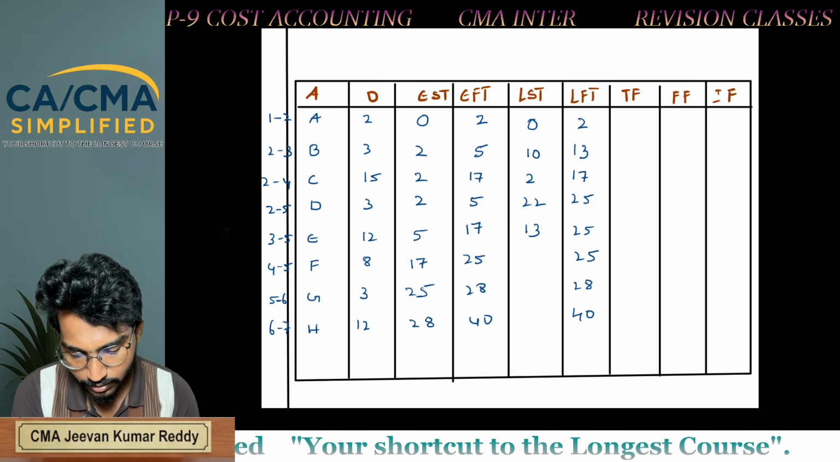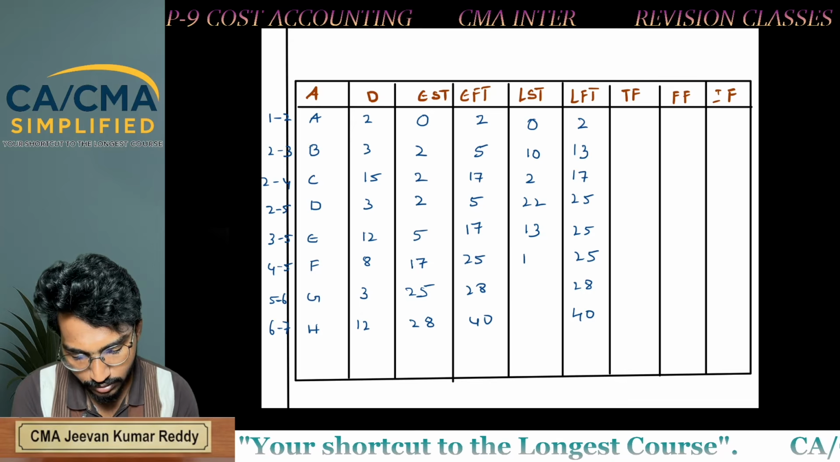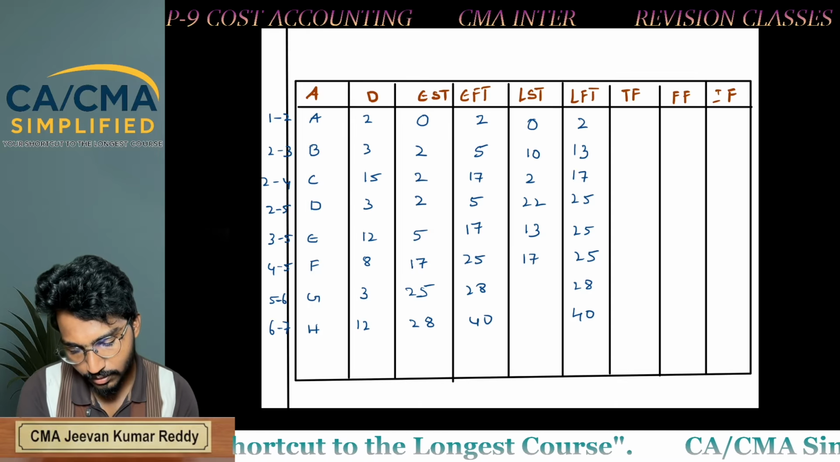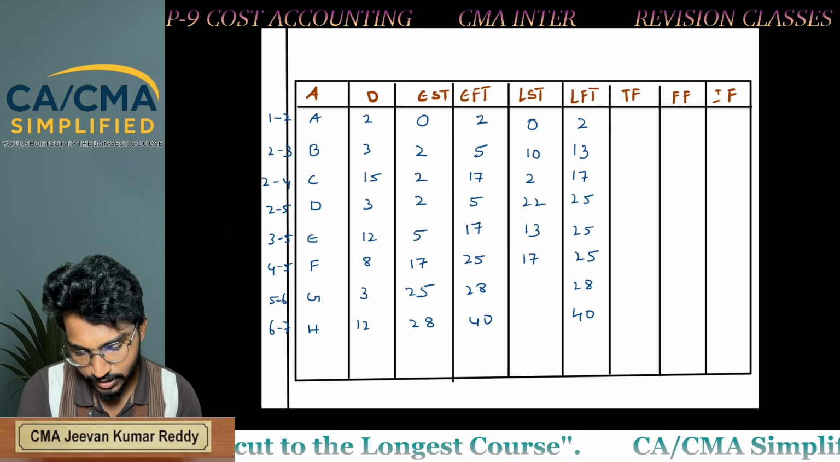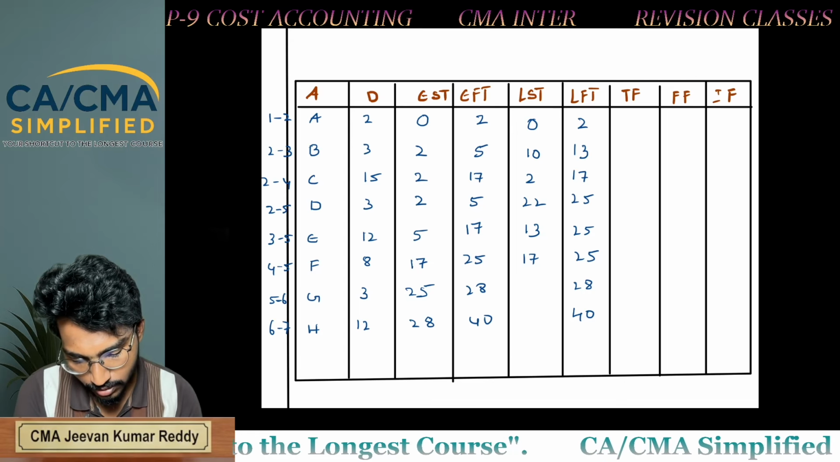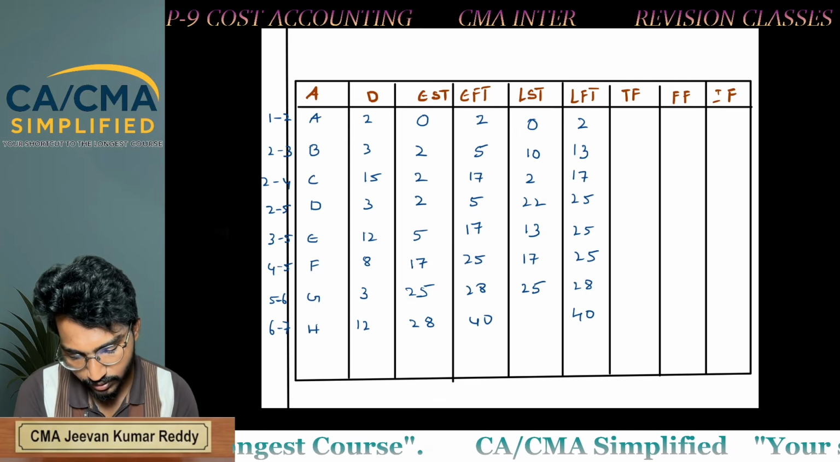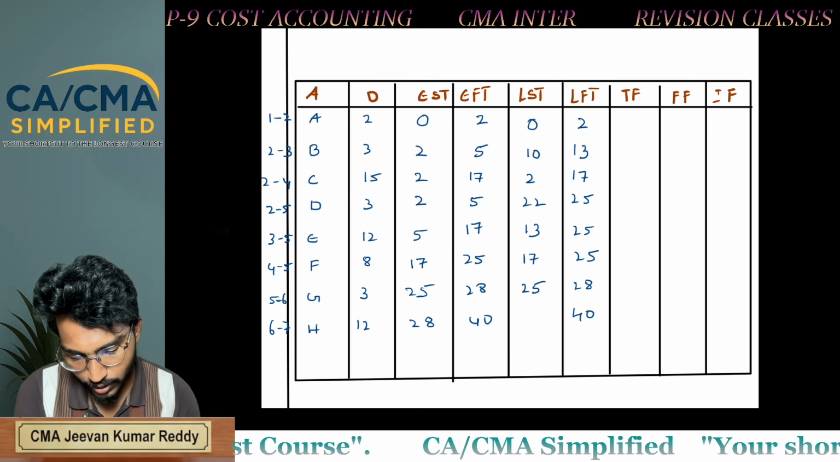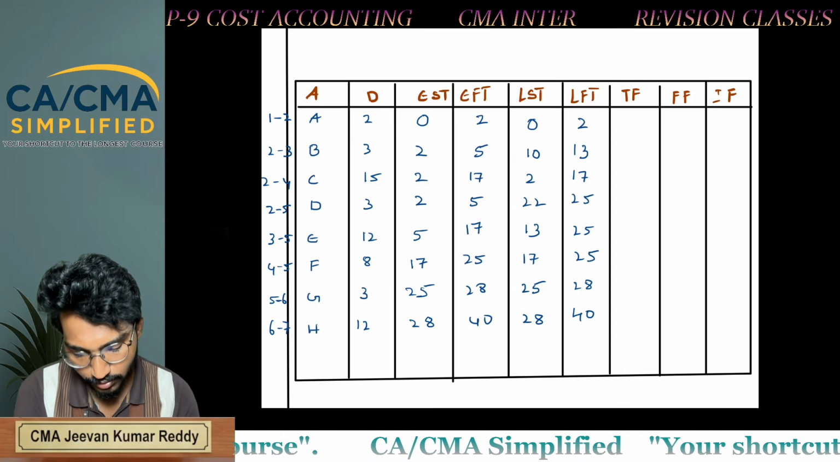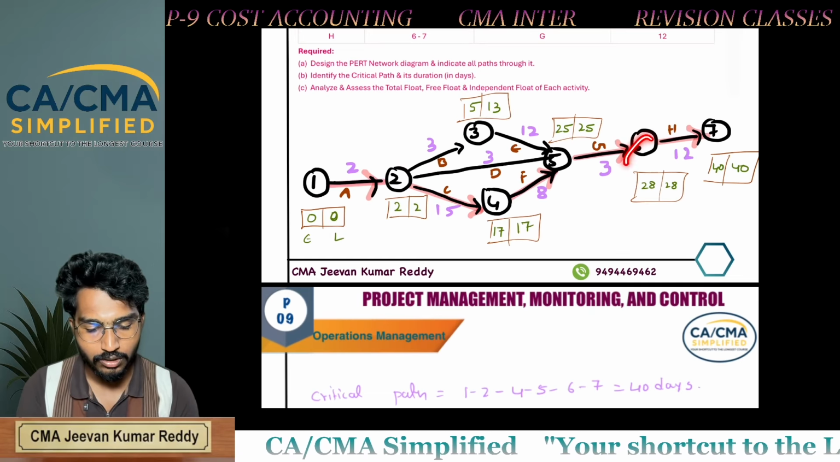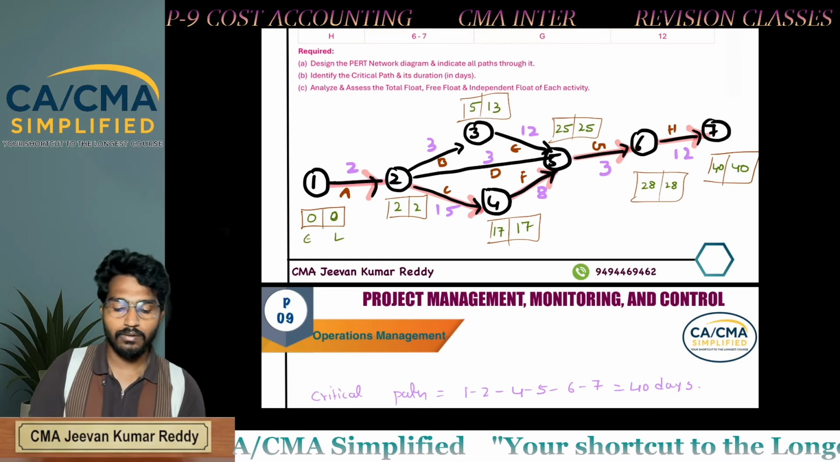25 minus 8, that is 17. Next, 25 minus 3, 20. 28 minus 3, 25. 40 minus 12, 28. So it is start time, it will stop at last before event.